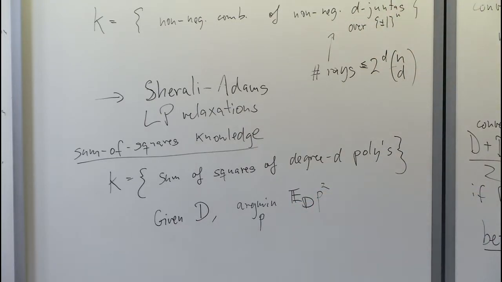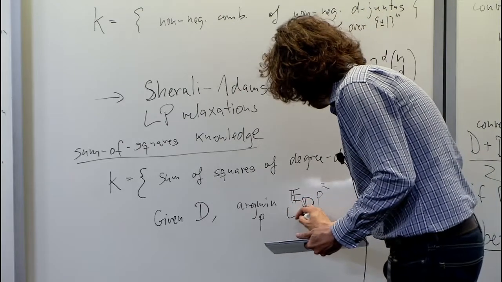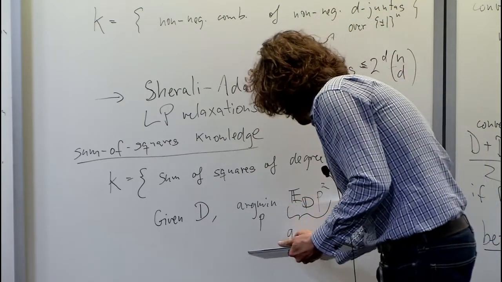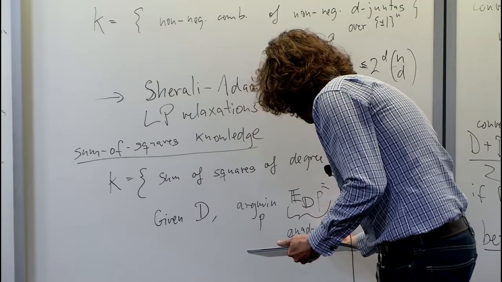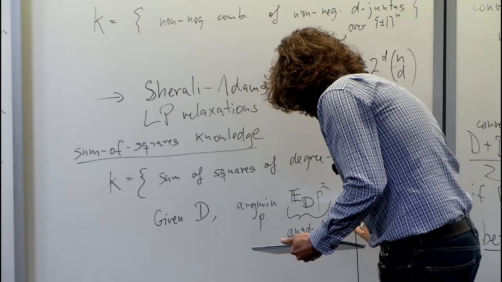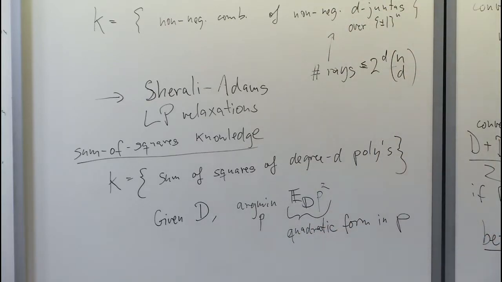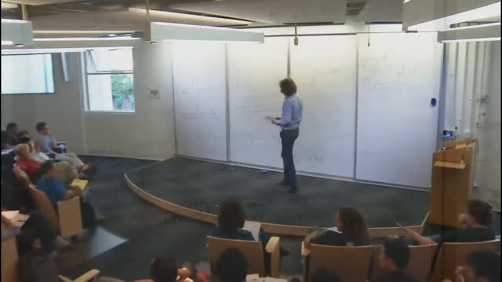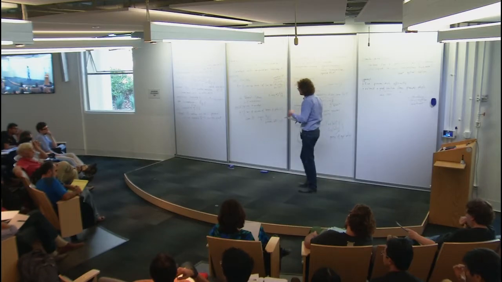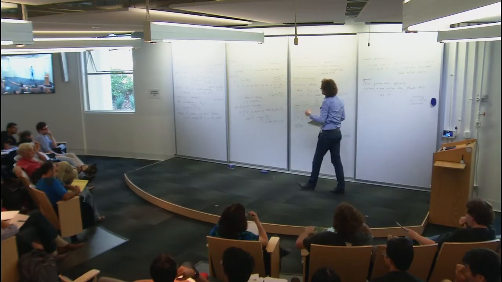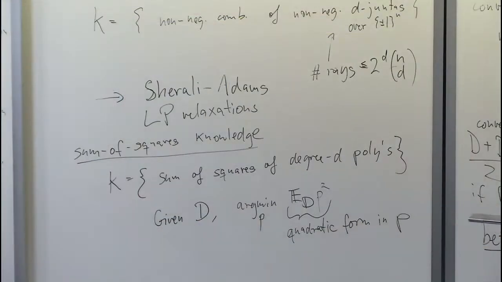Okay. And now if you look at this here, this is a quadratic form in P. And so it means that minimizing that is just some eigenvalue kind of problem. So that's something that you can do efficiently. This is your separation, right? Yes, that would be the separation oracle. So the separation oracle for sum of squares knowledge would be an eigenvalue computation.